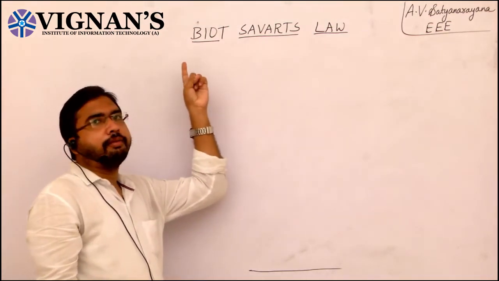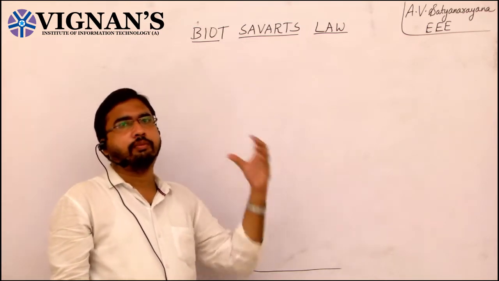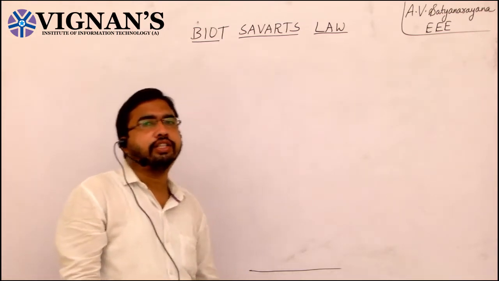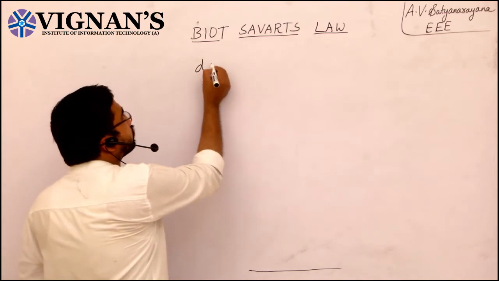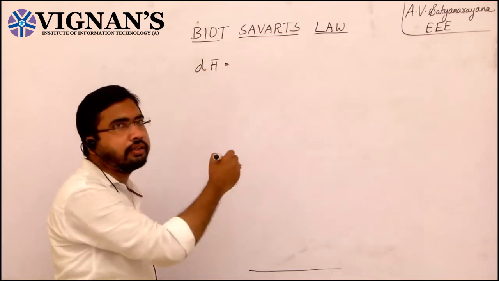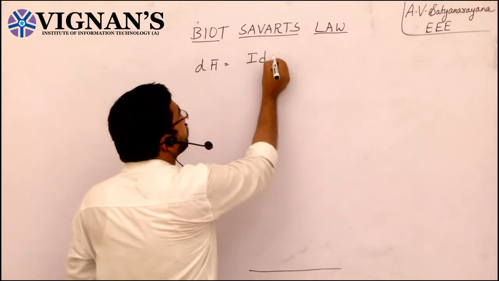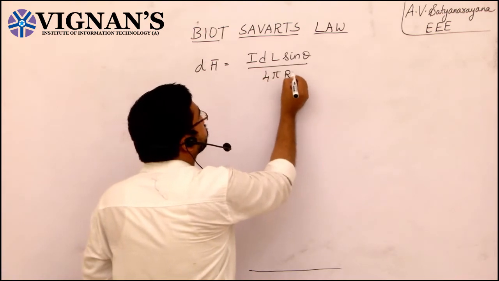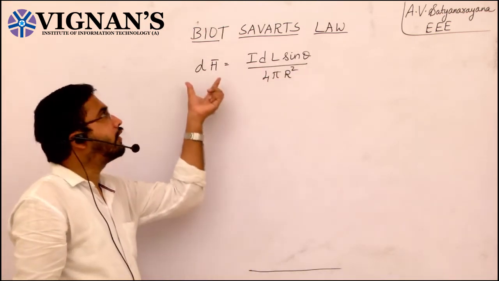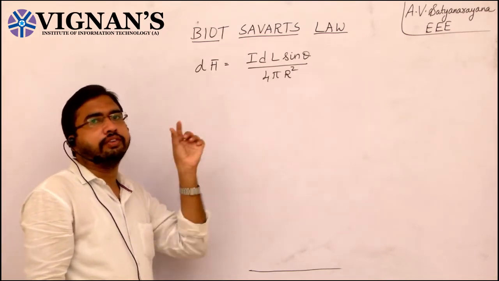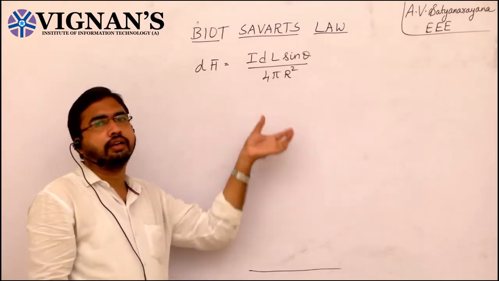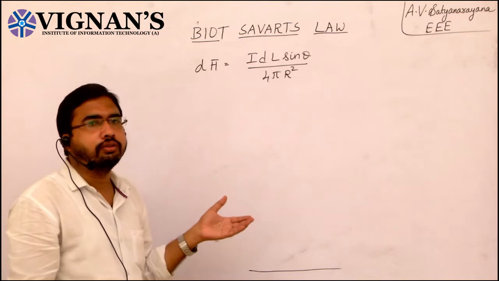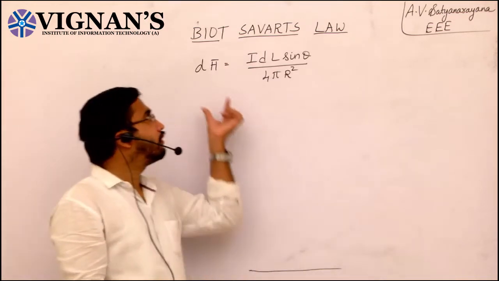The scientists Biot and Savart conducted some experiments relating the electric field and magnetic field, and they proved that the differential magnetic field intensity dH bar is equal to IDL sin theta by 4 pi r square. This is the magnitude of the differential magnetic field intensity due to a differential length in a current carrying conductor at some point P. This is only the magnitude. But in our subject we need to know both magnitude as well as direction for this dH bar.